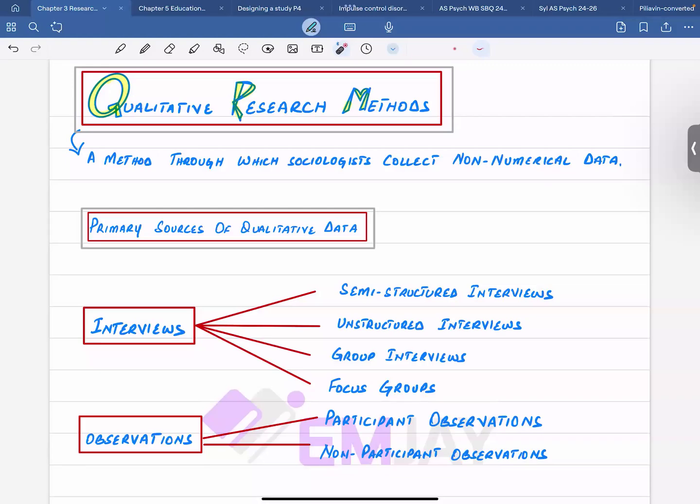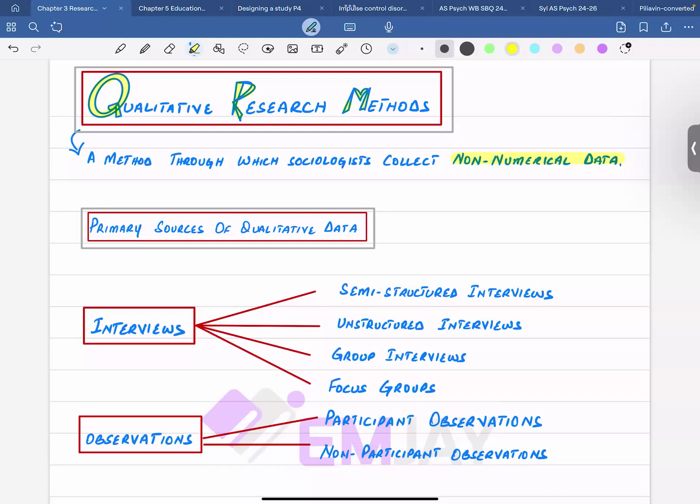In our lesson today, we will be discussing qualitative research methods. Qualitative research methods are the type of data collection where non-numerical data is the focus. So the research method where you collect non-numerical data, we refer to that as qualitative research methods.